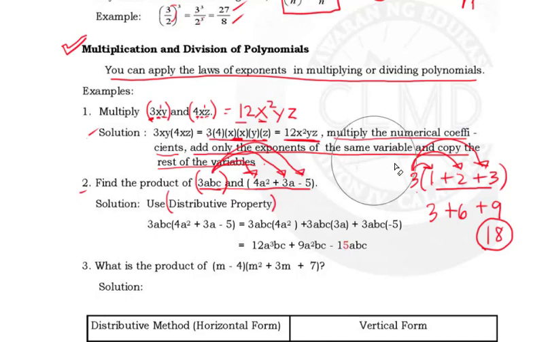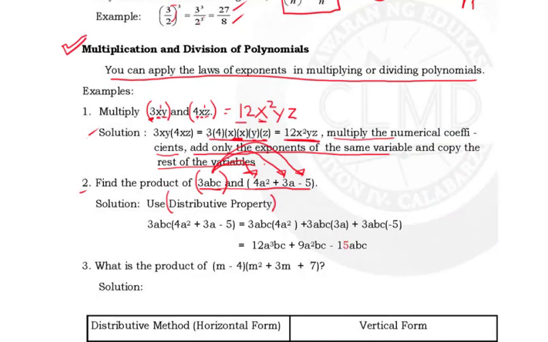So let's erase this and answer. Using the distributive property, it becomes 3abc times 4a squared. This is the first one, 3abc times this.